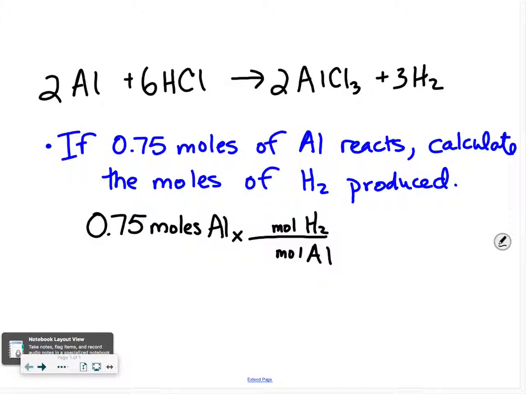Where do I get my numbers? From the equation, right? So my coefficient for H2 is 3, and my coefficient for aluminum is 2. Somehow I always end up with those same numbers. 0.75 times 3 divided by 2. Two sig figs to start with, so I'm going to round to 2 sig figs, and I get 1.1 moles of H2.